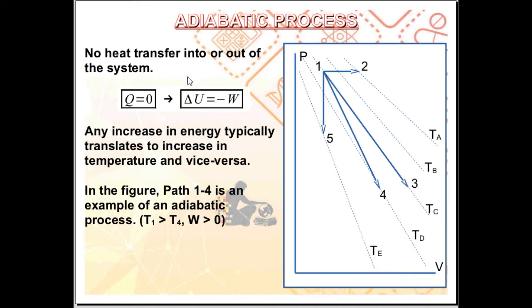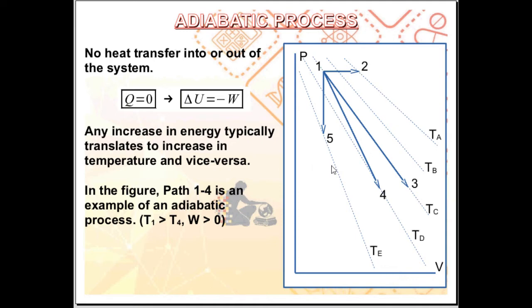You'll recall that our equation from the first law of thermodynamics, delta U, the change in the internal energy of the system, is equal to Q minus W. If we set Q to 0, that leaves delta U equal to negative W, where W is work done by the system or work done on the system. Any increase in energy typically translates to an increase in temperature and vice versa.